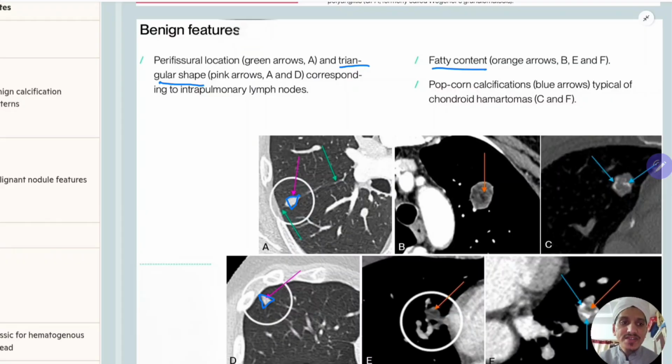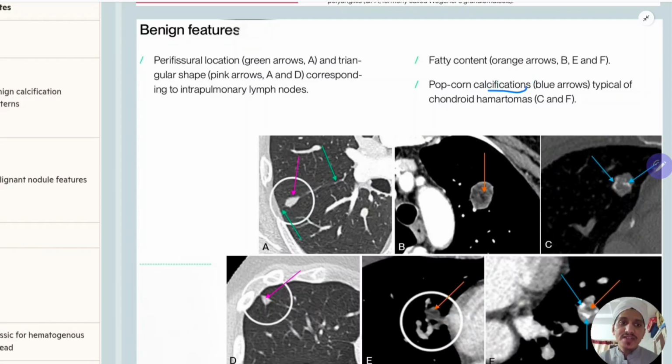And there is fatty content, which can be made out on CT scan, like in B, E and F. You will get whether it is fatty content or not in the report from the radiologist, or if you know the CT scan very well, you will make it out yourself. Fat is water-like, so blackish, but not that much; it is light gray in color. So you can see a light grayish area in these nodules.